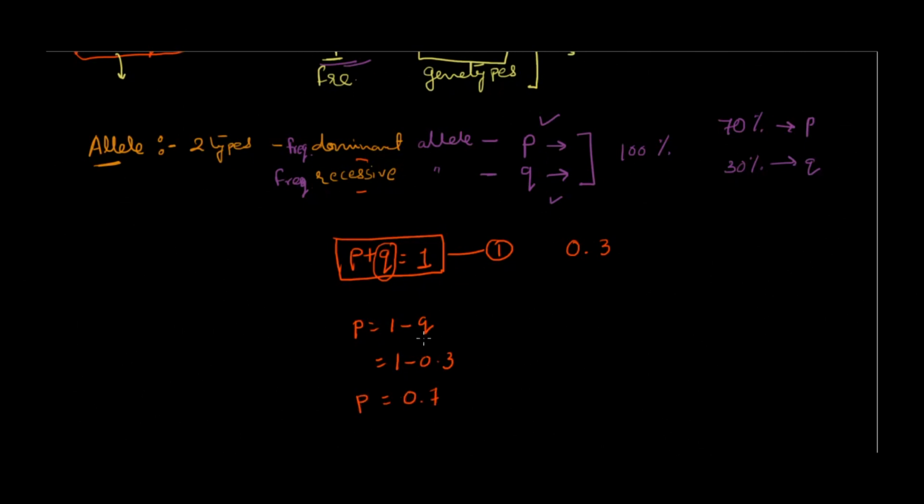And the same way, if I knew the frequency of the dominant allele, I can find out the value of q. So this equation is going to help us a lot. If we know the frequency of one of the alleles, we can find out the frequency of the other allele, and we are going to use it for that purpose everywhere. So remember, p plus q equals 1.